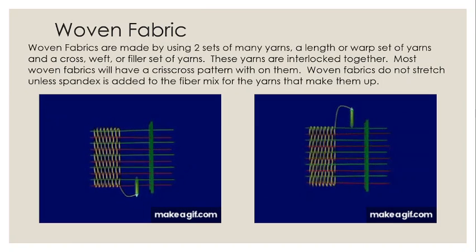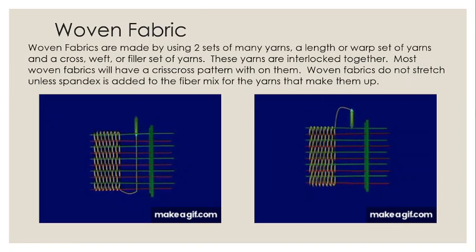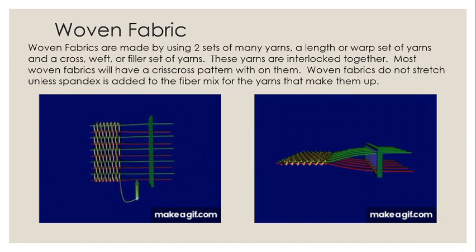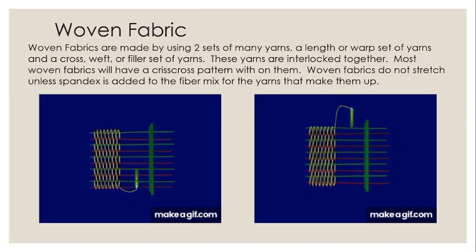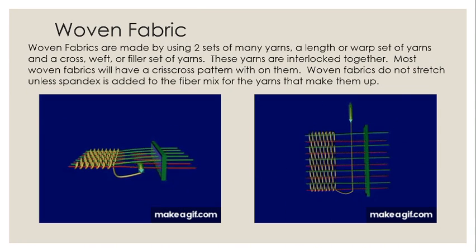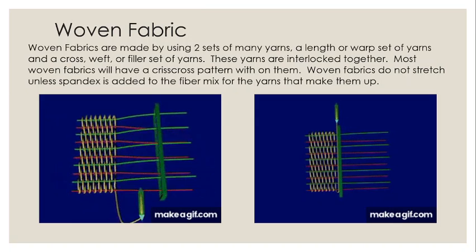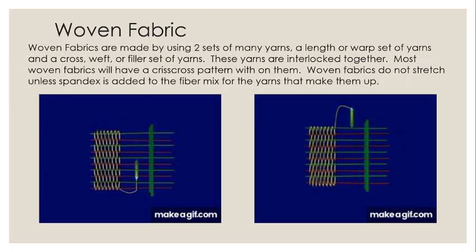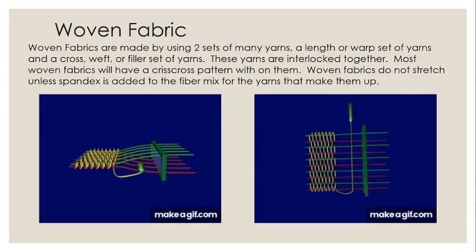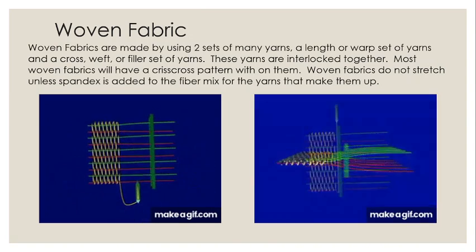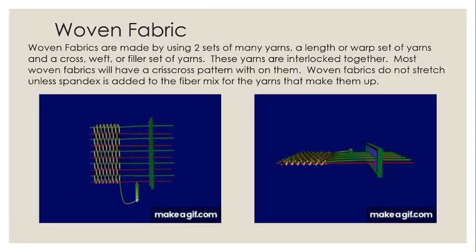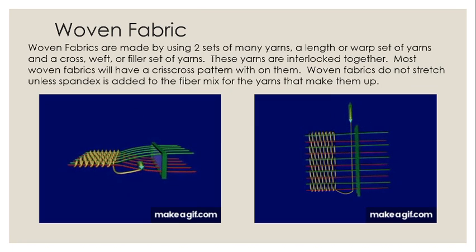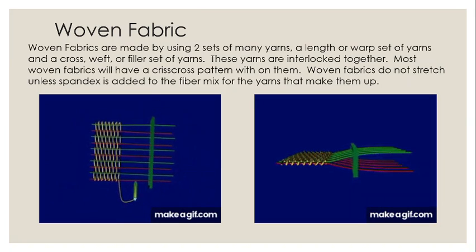Woven fabrics are made by using two sets of many yarns, a length or warp set of yarn and a cross, weft, or filler set of yarns. These yarns are interlocked together, and because of this interlocking, most woven fabrics will have a crisscross pattern to them, and also they will not stretch unless spandex is added to the fiber mix that makes up the yarns. So one good way to tell if a piece of fabric is woven and not knit is to see if it stretches. If it does not stretch, it is woven.